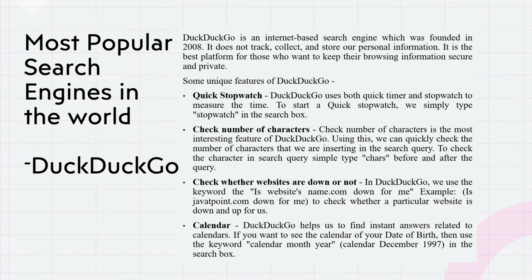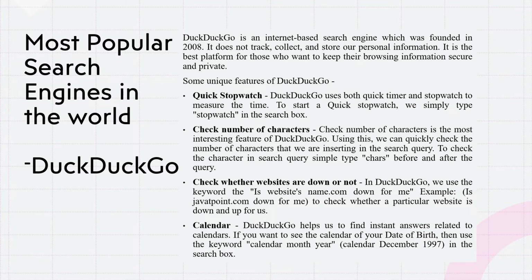Quick stopwatch. DuckDuckGo uses both a quick timer and stopwatch to measure time. To start a quick stopwatch, we simply type stopwatch in the search box. Check number of characters. Check number of characters is the most interesting feature of DuckDuckGo. Using this, we can quickly check the number of characters that we are inserting in the search query. To check the characters in a search query, simply type chars before and after the query.